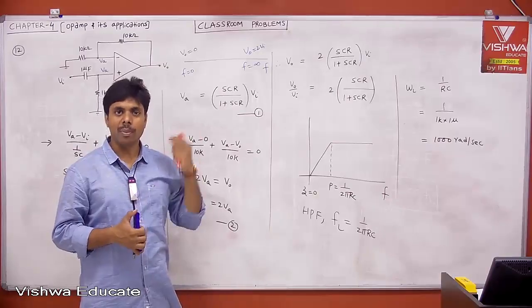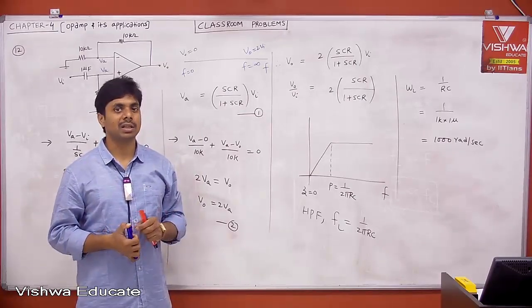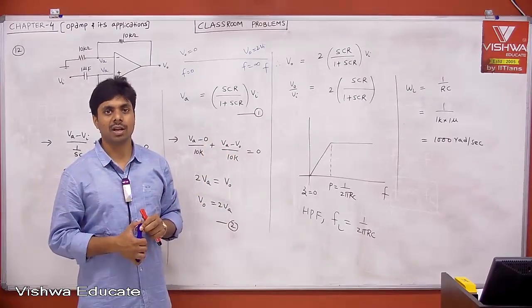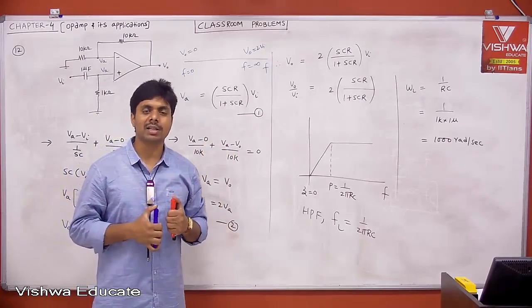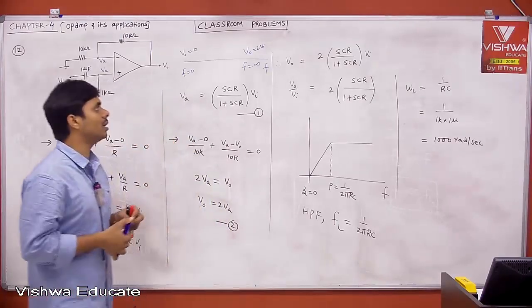Because of the op amp, it is an active filter, but it is a high pass filter. It is not passing low frequency signals; it is passing high frequency signals. Qualitatively, I can say that it is a high pass filter. But if you ask me what the cutoff frequency is, for that I cannot explain qualitatively.